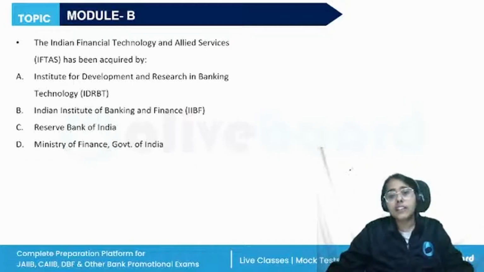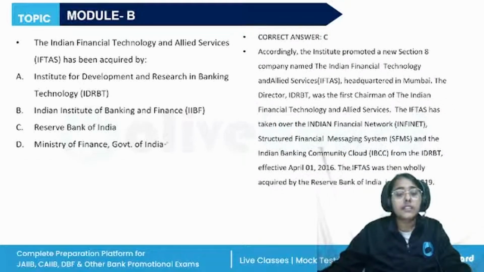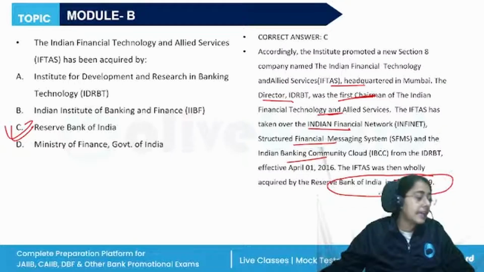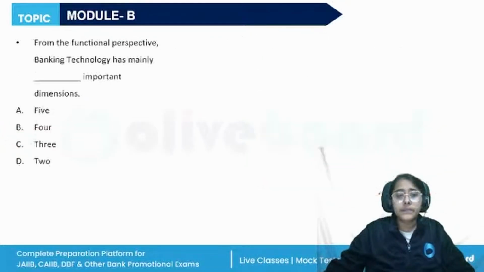And later on, IFTAS was taken over by the Reserve Bank of India. So IFTAS, headquartered in Mumbai, had the director of IDRBT as its first chairman. IFTAS has taken over Infinet, SFMS, and IBCC from IDRBT, and then it was wholly acquired by RBI in March 2019. So it has been taken over by RBI. Next, from the functional perspective, banking technology has mainly dash important dimensions. How many dimensions are there in banking technology?